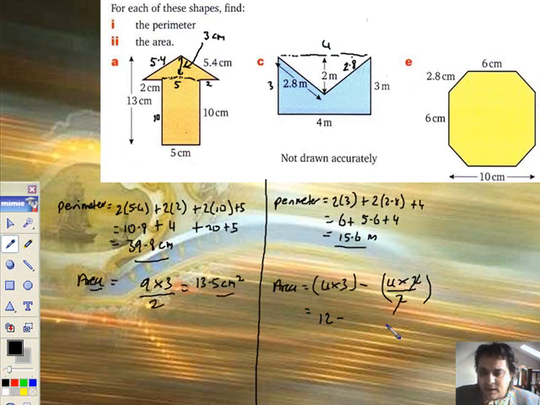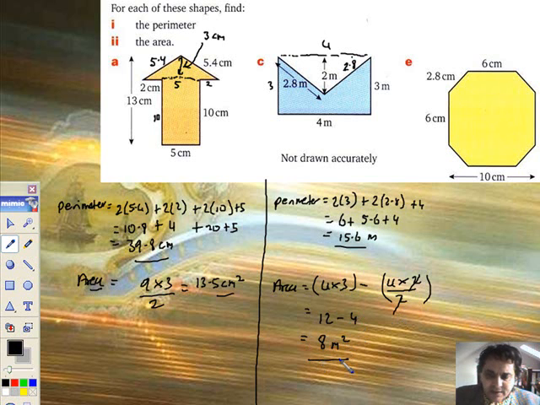Take away, just cancel the 2's there. I'm left with 4. So 12 take away 4. Answer: 8 meter squares of area. Okay, just review that one.